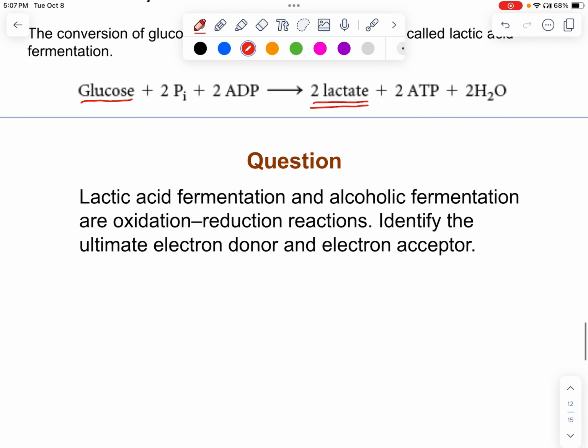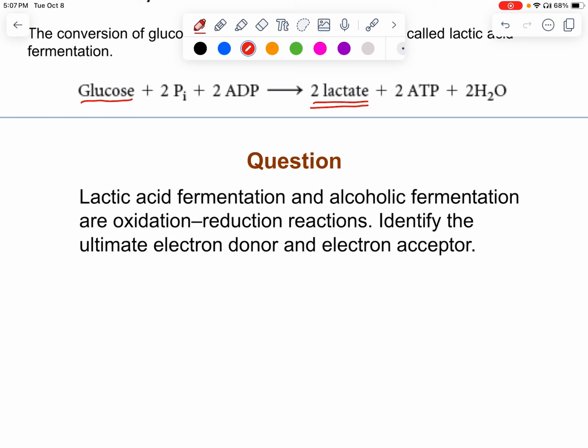All right, so a question. Lactic acid fermentation and alcoholic fermentation are redox reactions. Identify the ultimate electron donor and electron acceptor. And normally we're just going to look at one reaction and talk about what is being oxidized and what is being reduced. But when we think about the donors and acceptors, what is ultimately giving electrons, what is ultimately taking electrons, right?